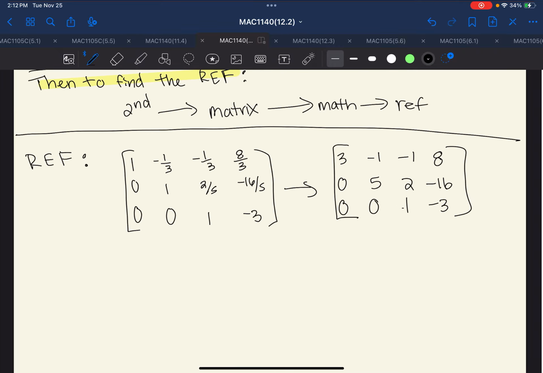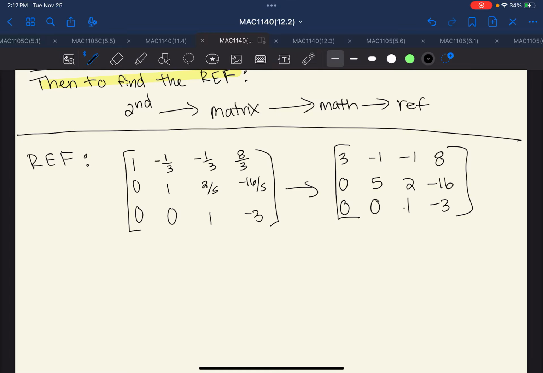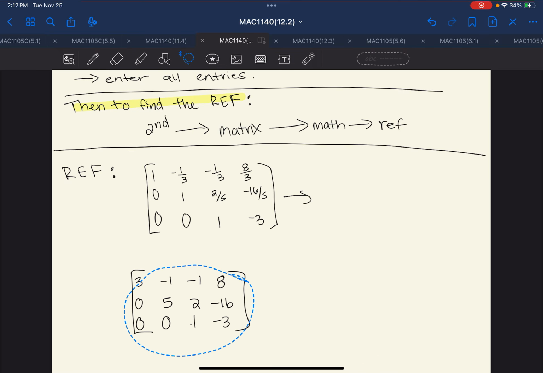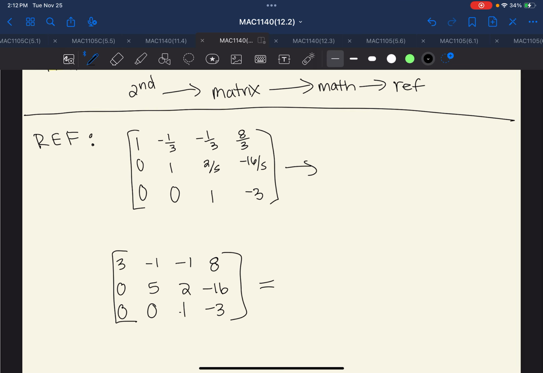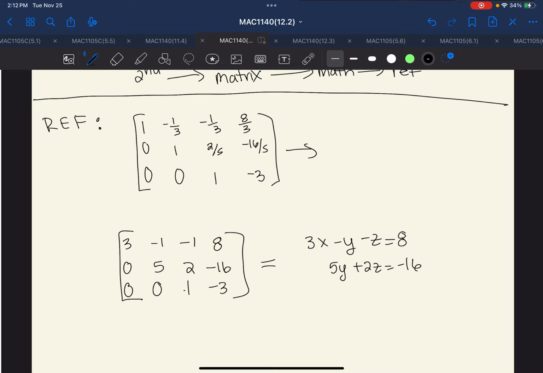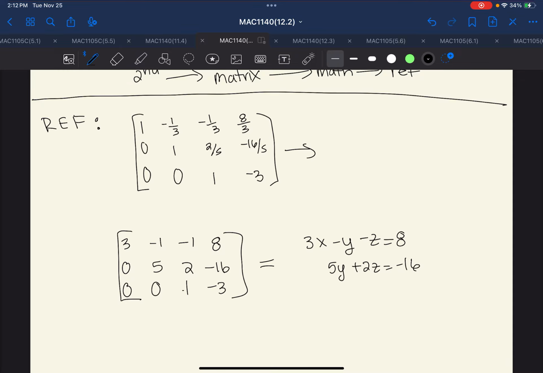Okay, so now we see that from the last equation, I'll just build out the entire system from this. So this is equal to 3x minus y minus z equals 8, and then 5y plus 2z equals -16. And the last one says that z is equal to -3.